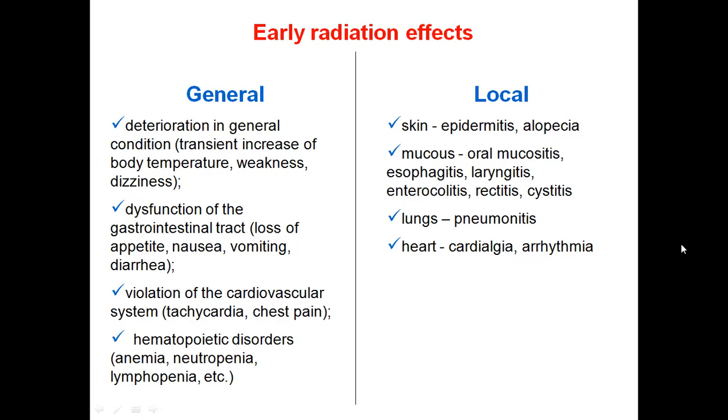Reactions from the skin: epidermitis, alopecia; from mucosal folds: oral mucositis, esophagitis, laryngitis, enterocolitis, rectitis, cystitis. So, reaction of normal mucosa of irradiated organs. Pneumonitis may develop in the lung, and heart damage will be the cause of cardialgia and arrhythmia.